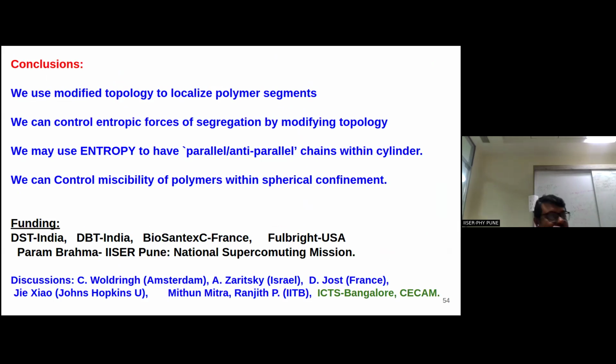Now, what will be its biological significance? We are not yet up to it. I'm not going to discuss that. With this, I shall end a pretty long talk. The basic message is we have used modified topology and entropic forces to localize polymer segments along the cylinder. We can control entropic forces of segregation by modifying the topology. I've talked about slow growth and fast growth.